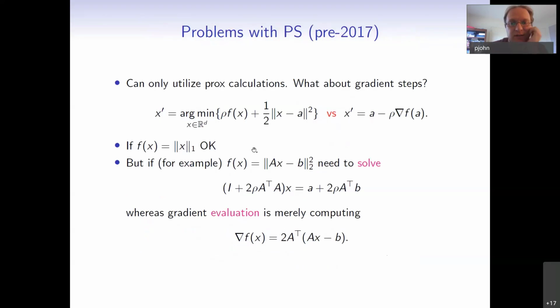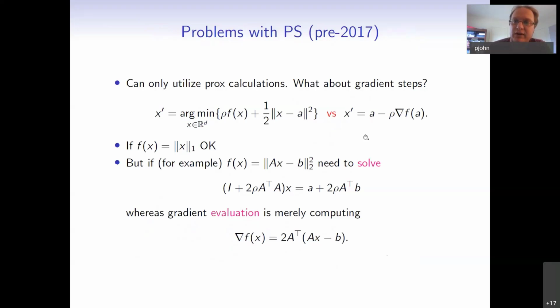Okay, so that's nice. Basically I've done a good job of selling you the previous model of projective splitting. But a lot of these advantages existed before I started working on it. I also want to try to sell you the new model of the car as well. And that's what we've been doing since 2017. And that's how to incorporate gradient steps. So basically the method was using this prox calculation.